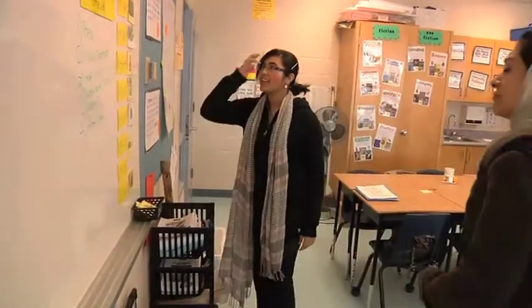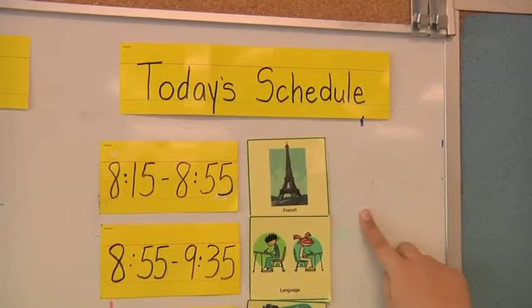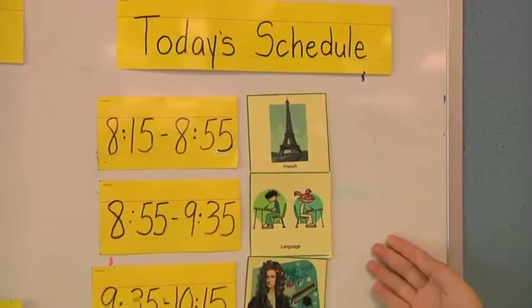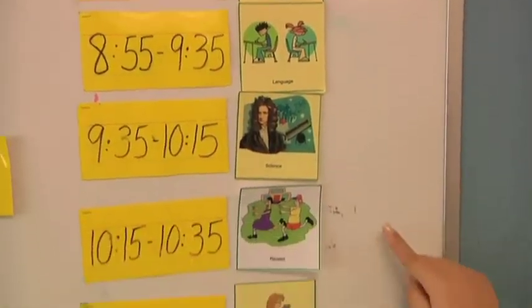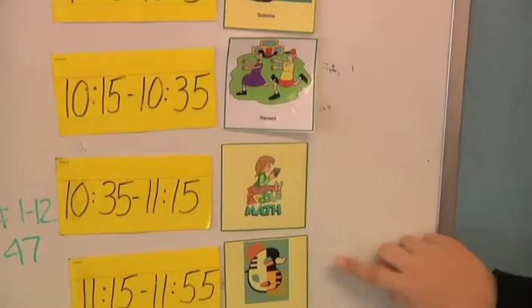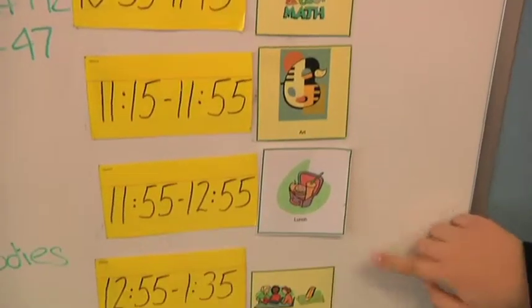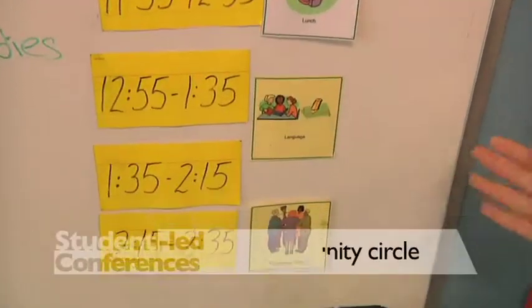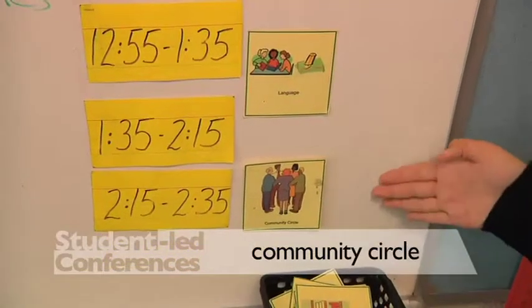Today's schedule: in the morning we had French, then language, then science. Then we have recess, math, and today we have art, and then lunch, language, and community circle. And I'm really going to be focusing on community circle for you because I want to know about that too.